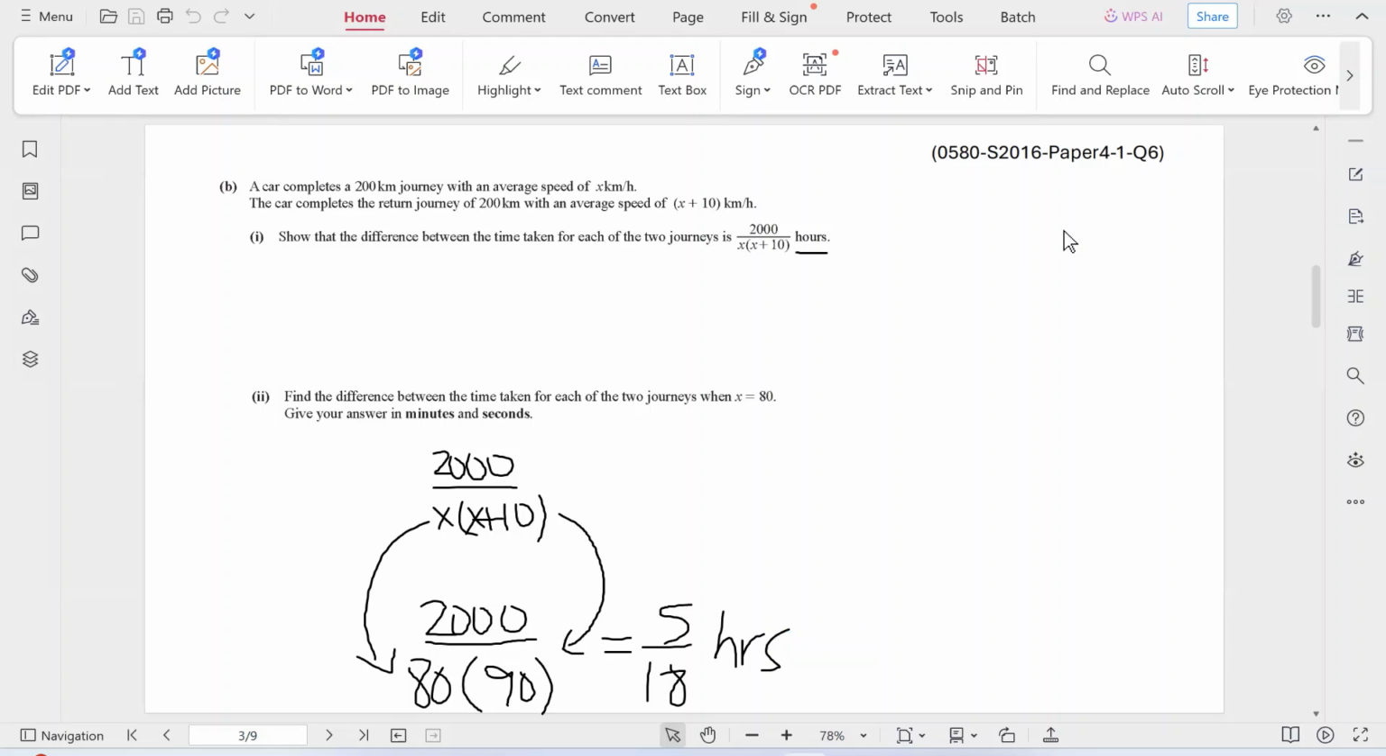First of all, let's try to convert it to minutes, and then we'll figure out the seconds later on. So how do you convert this to minutes? Simply by multiplying by 60. So let's multiply our answer by 60 here. And using your calculator, you get 50 over 3 minutes. So this is the same as 50 over 3 minutes.